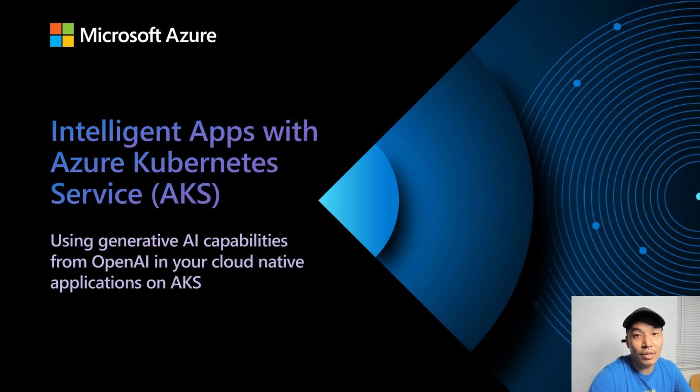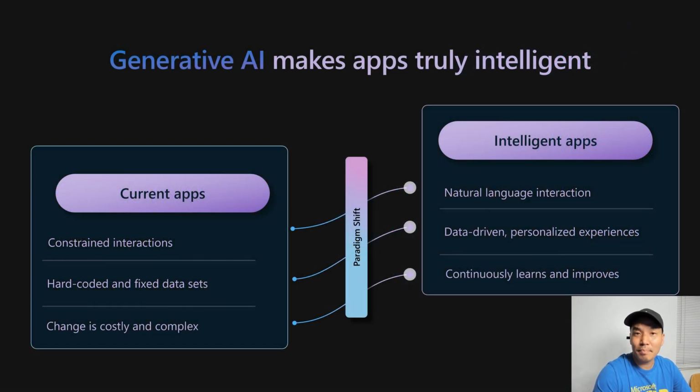And in this short video, I'm going to show you how you can run your intelligent apps on AKS. We'll start by talking about what makes an app intelligent, and then we'll talk about why you would want to run these apps on a platform like AKS. And then I'll show you a demonstration of a brand new quick start tutorial that we've recently published on the Microsoft Learn site. So, what makes an app intelligent?